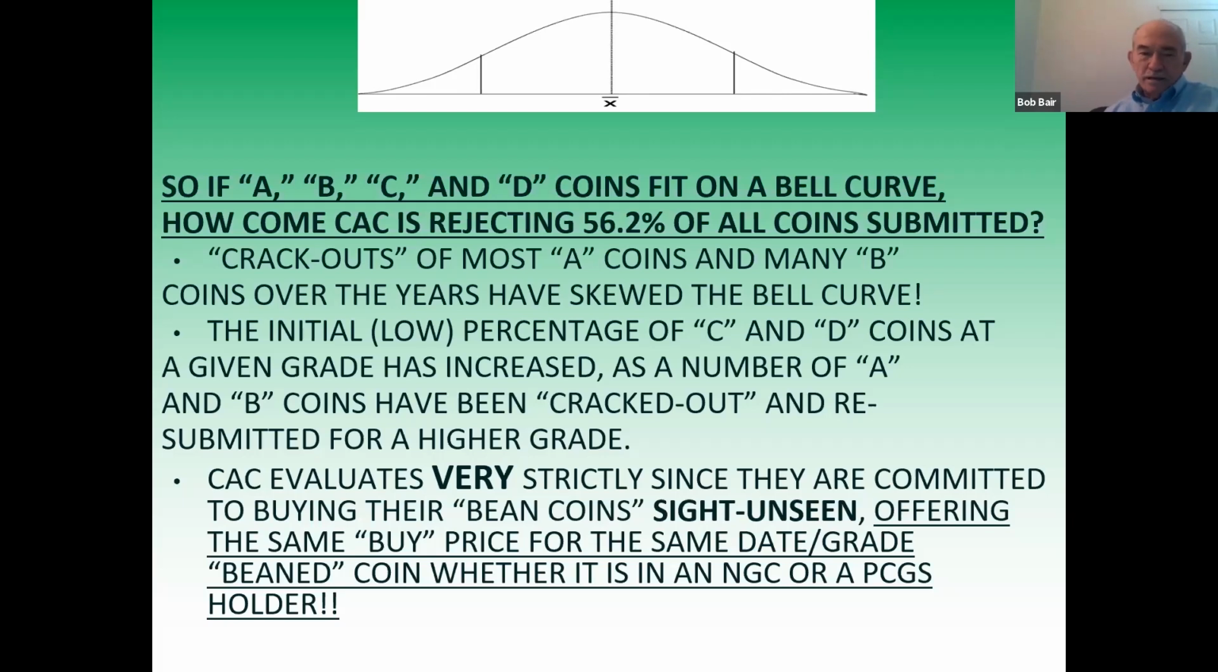We come again to that main point. They evaluate very strictly because they're committed to buying sight unseen. Oh, and I underline this because people have asked me about this. They don't care if a coin is in an NGC or a PCGS holder. They're evaluating coins, not holders. So a bean coin is a bean coin, and they'll buy it at the same sight unseen level, regardless of which of the two holders it's in.